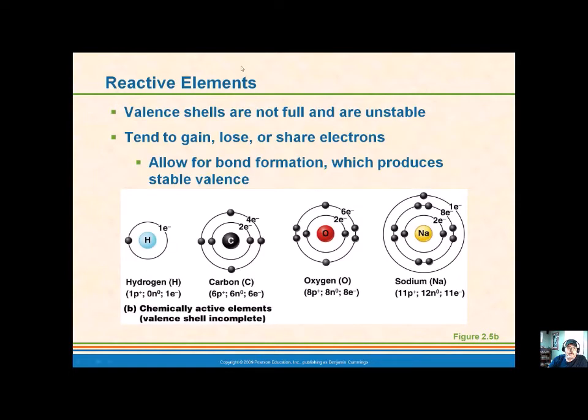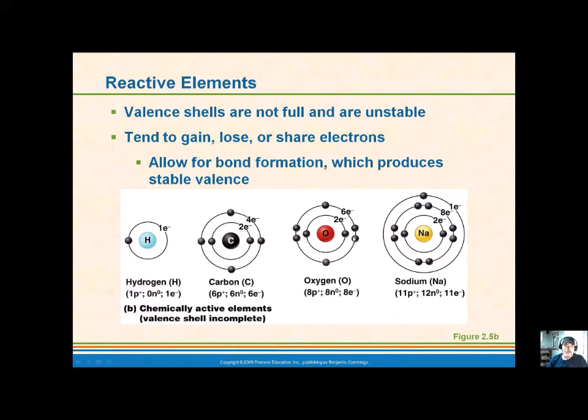Now, reactive elements are anything that have less than 2 or less than 8. So here we have hydrogen, which has 1 electron. We have carbon, which has 4. So carbon and hydrogen can combine together to form methane gas, and that's going to end up giving them a stable configuration. Oxygen has 6.